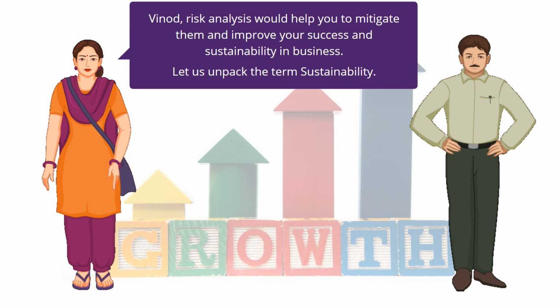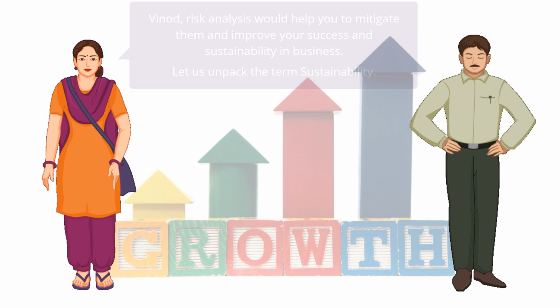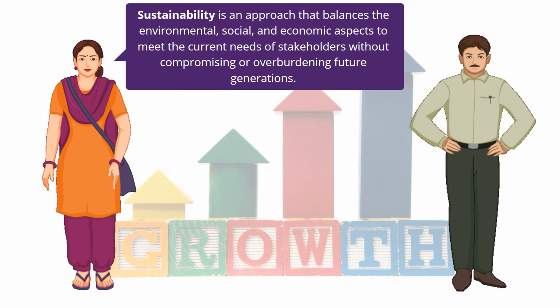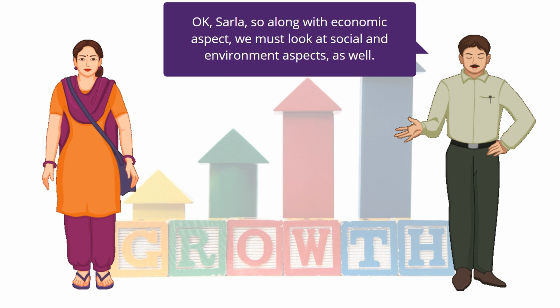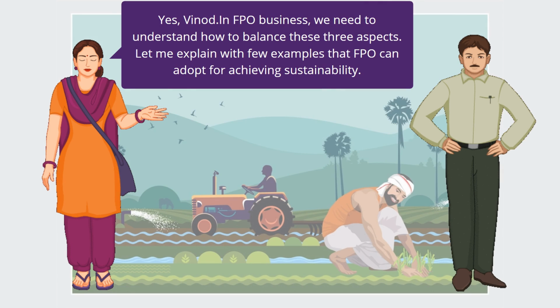Let us unpack the term sustainability. Sustainability is an approach that balances the environmental, social, and economic aspects to meet the current needs of stakeholders without compromising or overburdening future generations. Okay, Sarla. So, along with economic aspect, we must look at social and environment aspects as well. Yes, Vinod. In FPO business, we need to understand how to balance these three aspects.